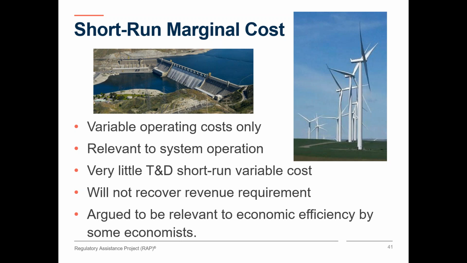Short-run marginal costs really are only looking at variable operating costs. In the transmission and distribution world, there is very little short-run variable cost. Rates based on short-run marginal cost would not come anywhere close to covering the utility revenue requirement. They basically cover the fuel and purchase power costs. While these are argued to be relevant to economic efficiency by some economists, I believe that they are most relevant in the rate design realm, not in the cost allocation realm.